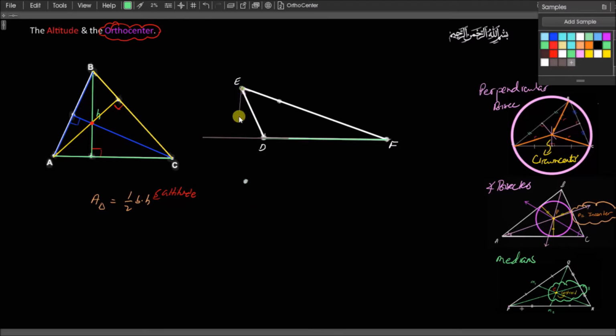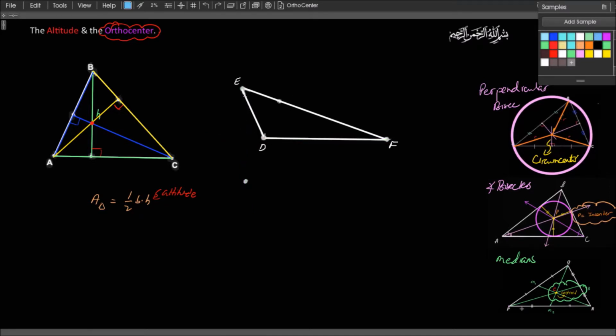So the altitude for DF, the one that corresponds with DF, starts from this side over here. So the altitude again is the line that's from this vertex to this side, but that has to be perpendicular to it. So in this case, it would be perpendicular to it like this. So the altitude here lies outside the triangle.